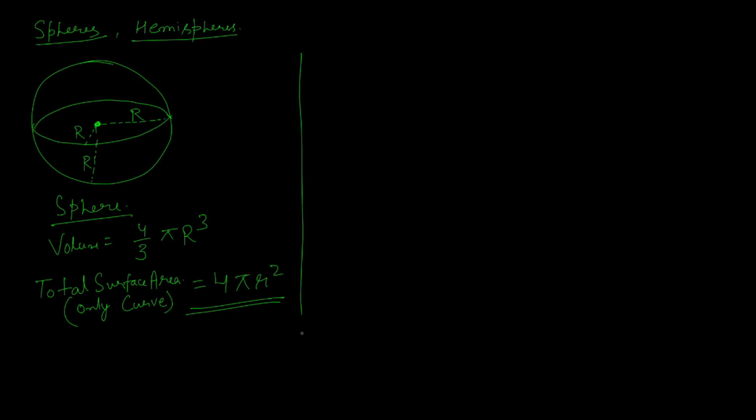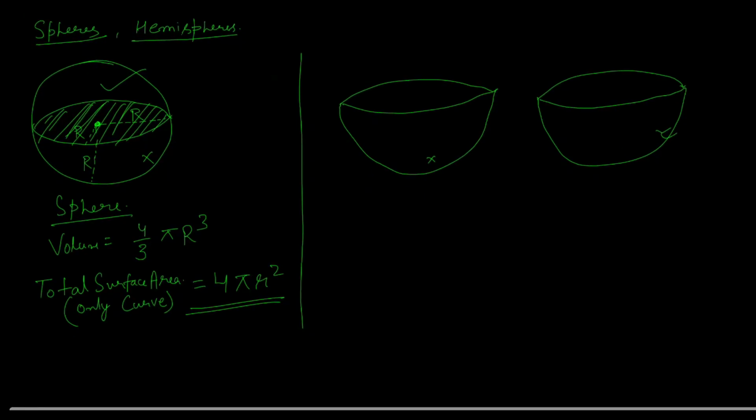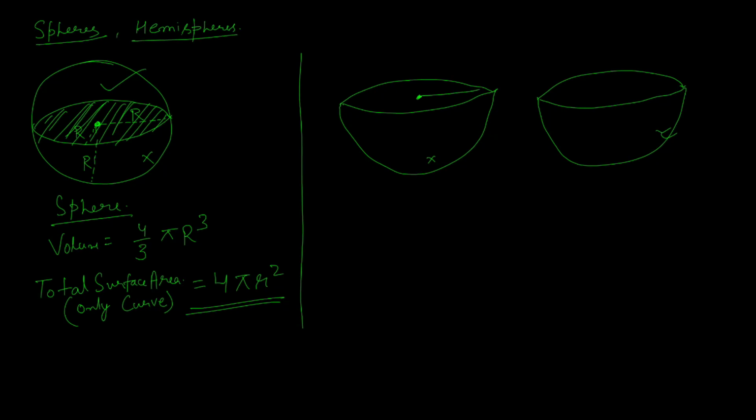Okay, this is sphere. Now, what if I cut along this circle? If I cut this sphere, please pay attention. If I cut this sphere, what will happen? I'll get two hemispheres. So don't make a mistake. You will get two hemispheres, obviously, right? So this upper one is here and this lower one is here. So these are the two hemispheres.